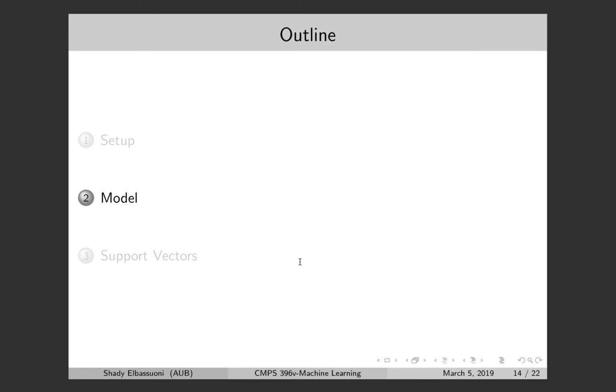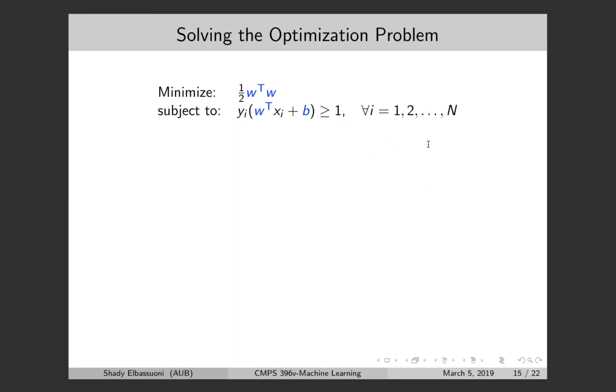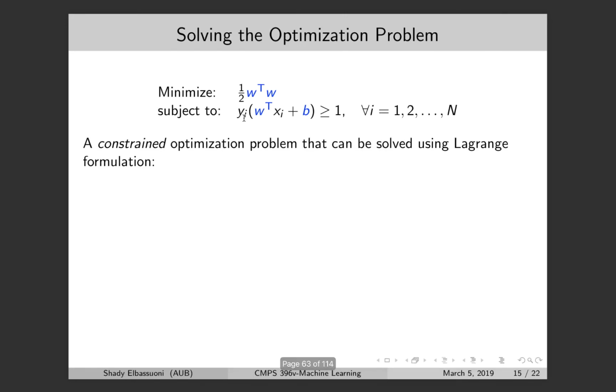All right, let's talk about the model. The model is the one that solves this optimization problem: minimize half W transpose W subject to yi (W transpose xi plus B) greater than or equal to 1 for every data point in the training set. It's a constrained optimization problem, and it can be solved using Lagrange formulation. That's a general method for solving constrained optimization.